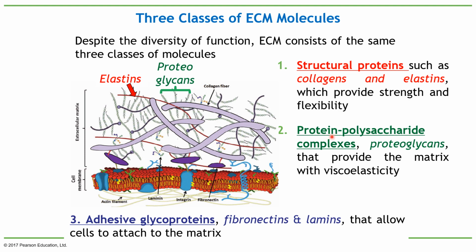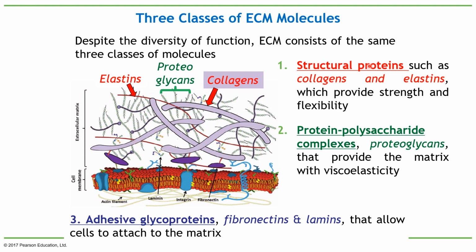Now, the second component are the protein-polysaccharide complexes, like the proteoglycans, that are in charge of providing the extracellular matrix with viscoelasticity. Here in green, you can see the proteoglycans. The correct function of the proteoglycan, if it's located in the right way, allows not only to give this viscoelasticity, but it allows the proper signaling to be sent.